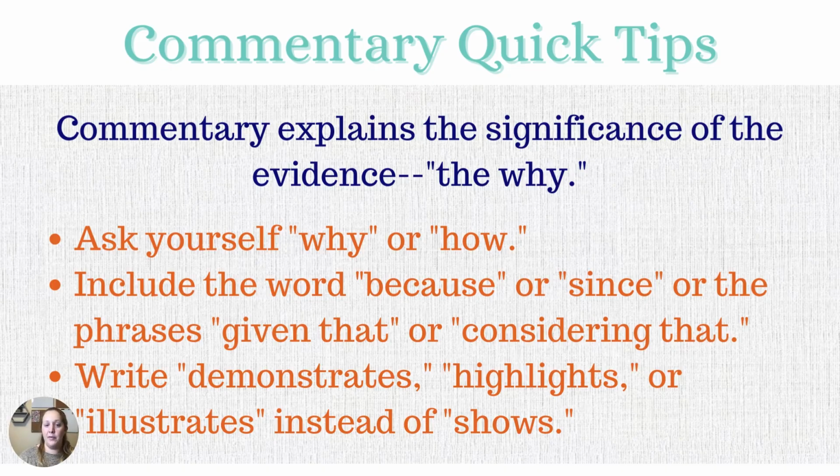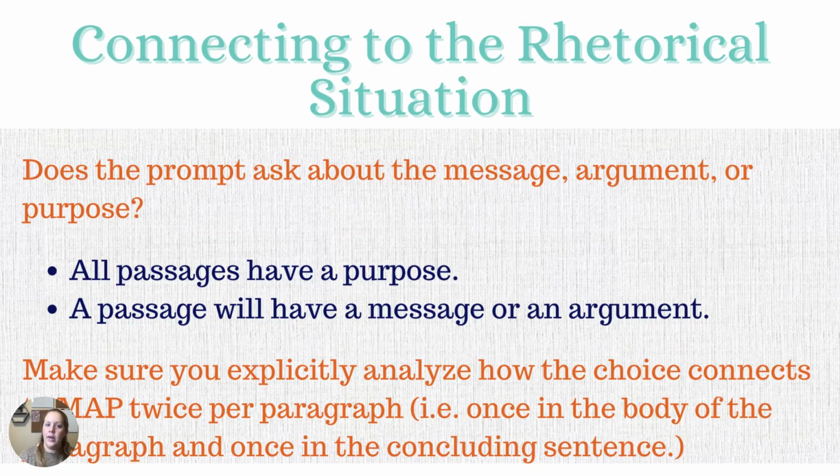And then we have verbs that we could use to also signal commentary. A lot of times novice writers want to use the verb shows. And there are words that are a bit more precise: demonstrates, highlights, illustrates. There are probably like 10 or 15 more that you could use depending on the circumstances, but have those in your repertoire as well. So if you find yourself writing shows a lot, use words like demonstrates or illustrates or suggests. Those are going to be a little bit stronger. Okay, so how do we connect to the rhetorical situation?